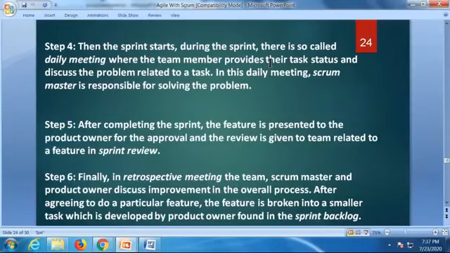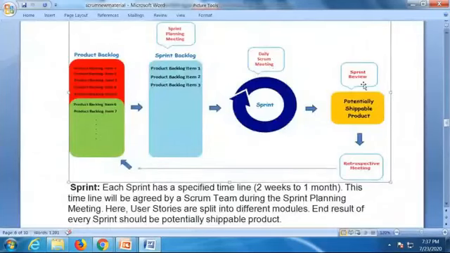Fifth step, after completion of the sprint, the feature is presented to the product owner for approval, and the review is given to the team related to features in the sprint review meeting. The last meeting, that sprint review meeting. Before we deliver to market, we have to give some presentation to the owner, product owner, not that owner, product owner. Remember, don't confuse. Product owner means the fellow who gathers requirements. Give the presentation to him. He will check it out. He knows very well. He is the right person who knows more about your customer requirements, right? He should approve it. If you feel that you have done everything correctly, then you will approve it.